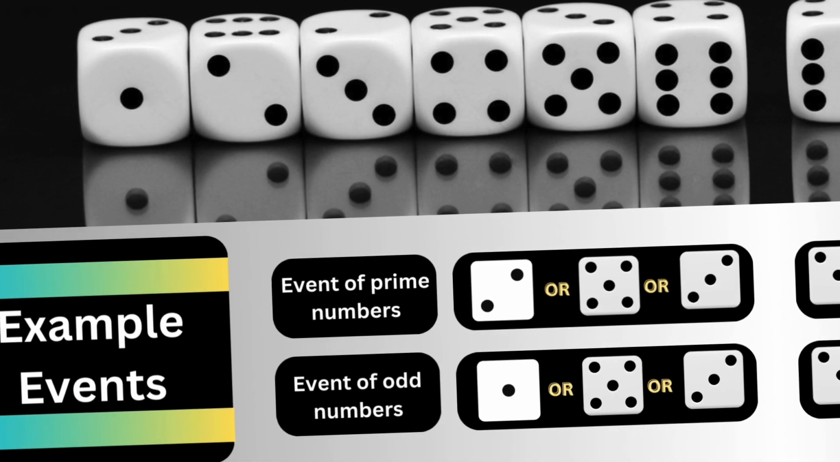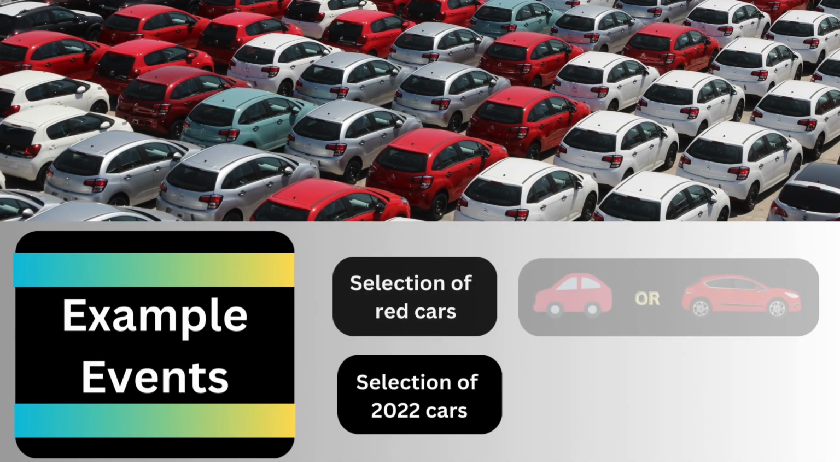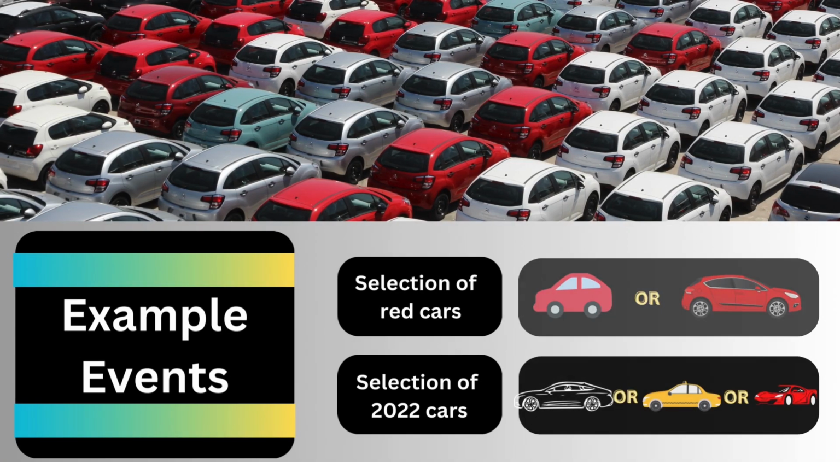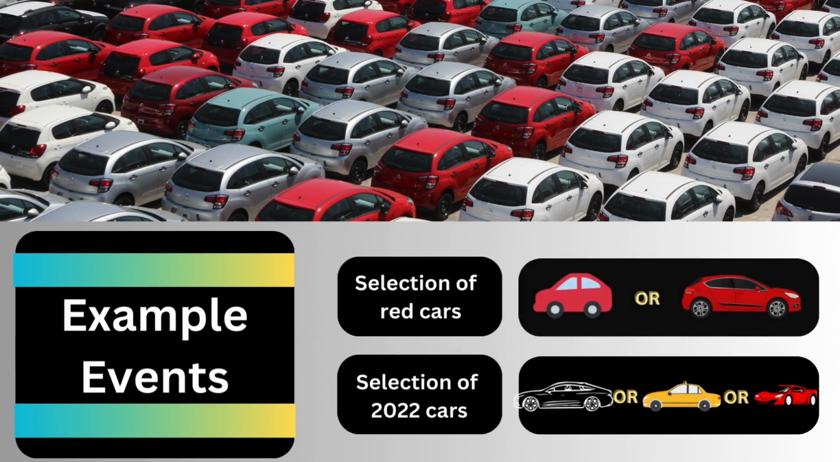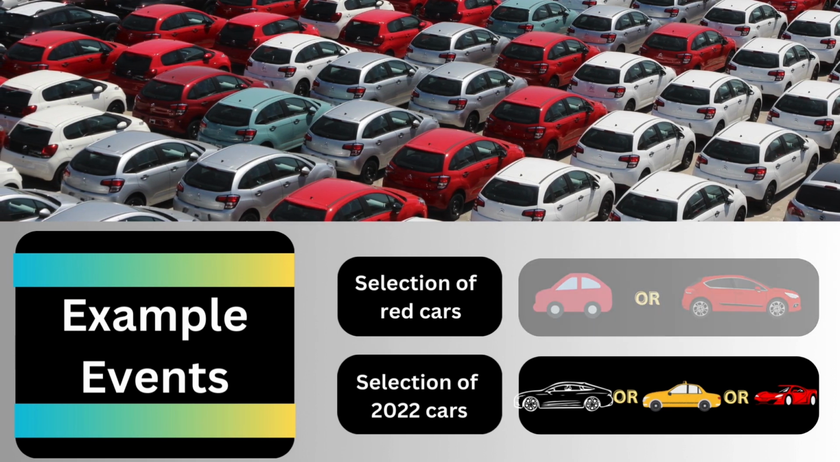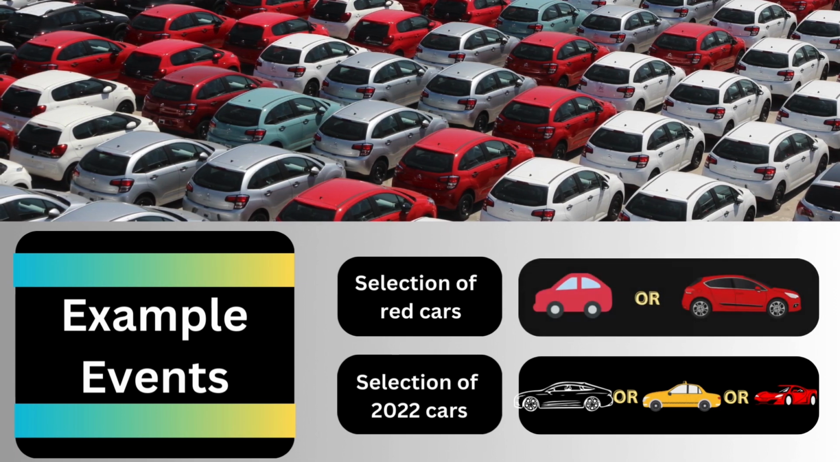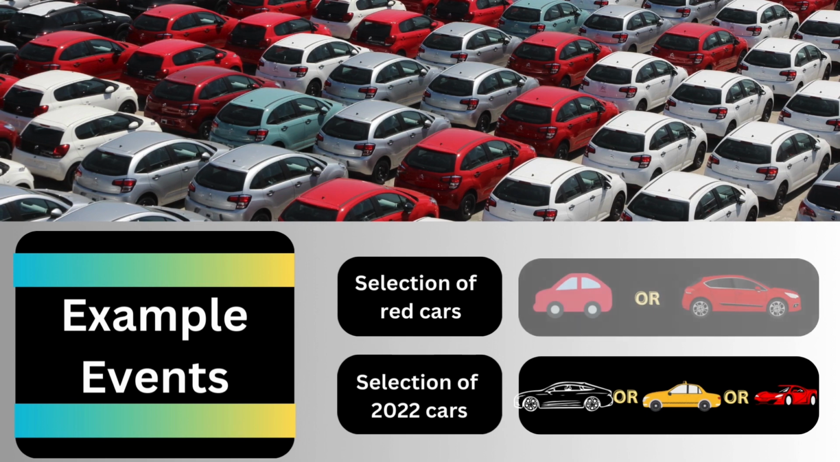In our experiment, the principle is quite similar. Any combination of cars, any subset of the set of all cars is an event. So one event could be the set of all red cars, another event could be the set of all black cars. A third event could be the set of all cars manufactured in the year 2022.